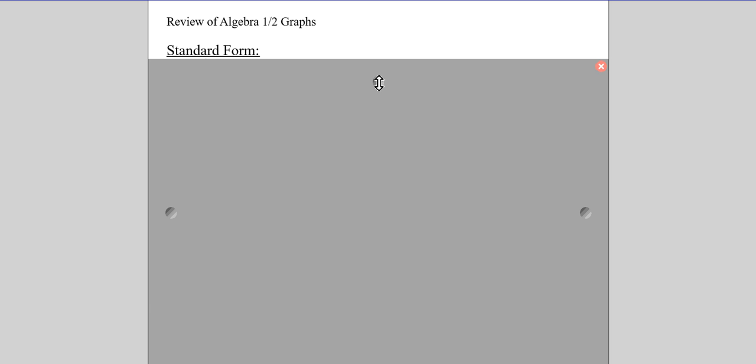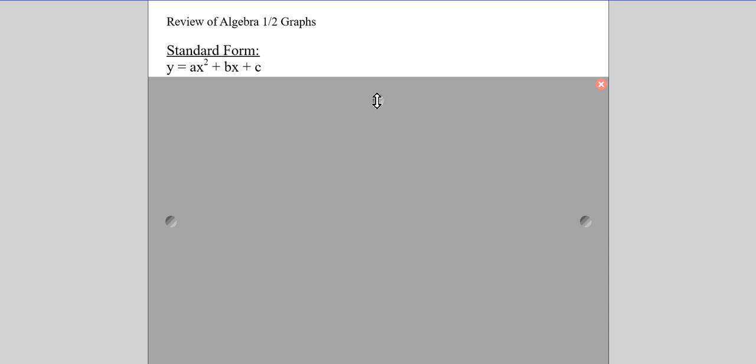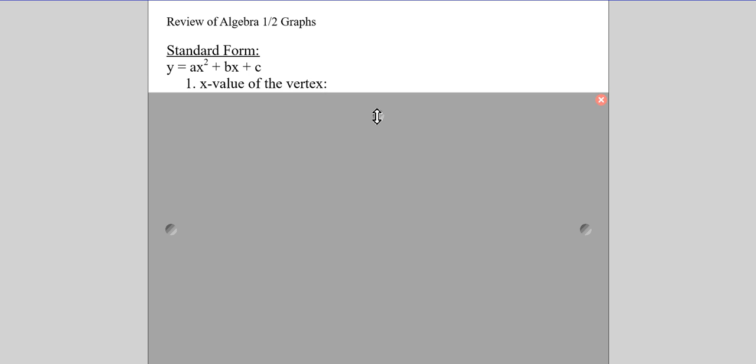So standard form, we know a couple things from standard form. We have standard form here. So one thing you should have thought of is that we can figure out the vertex, or at least the x value of the vertex, and then we can plug that back in. So the x value of the vertex we can figure out, and we remember that's from negative b over 2a. Right? So from plugging that in, we can figure out our x value.